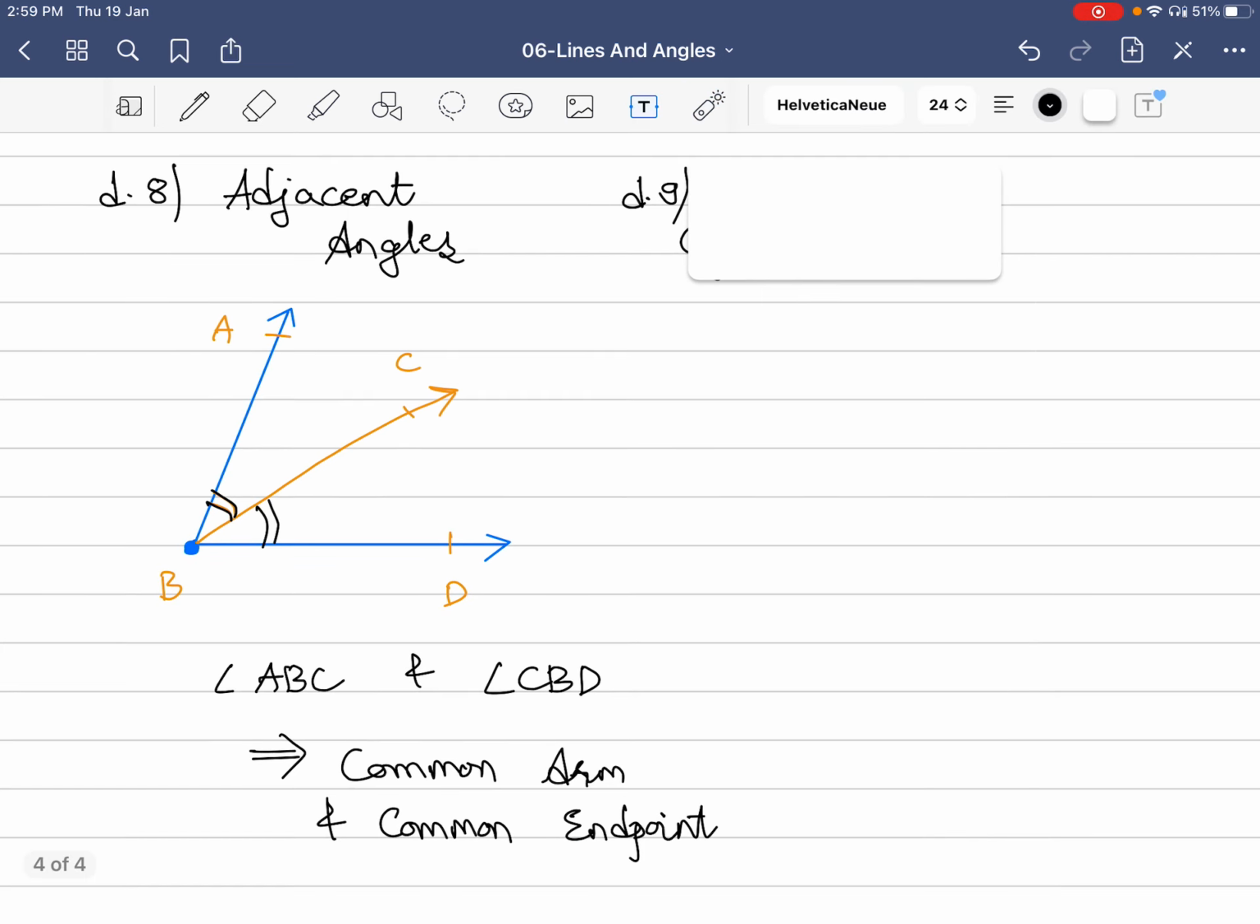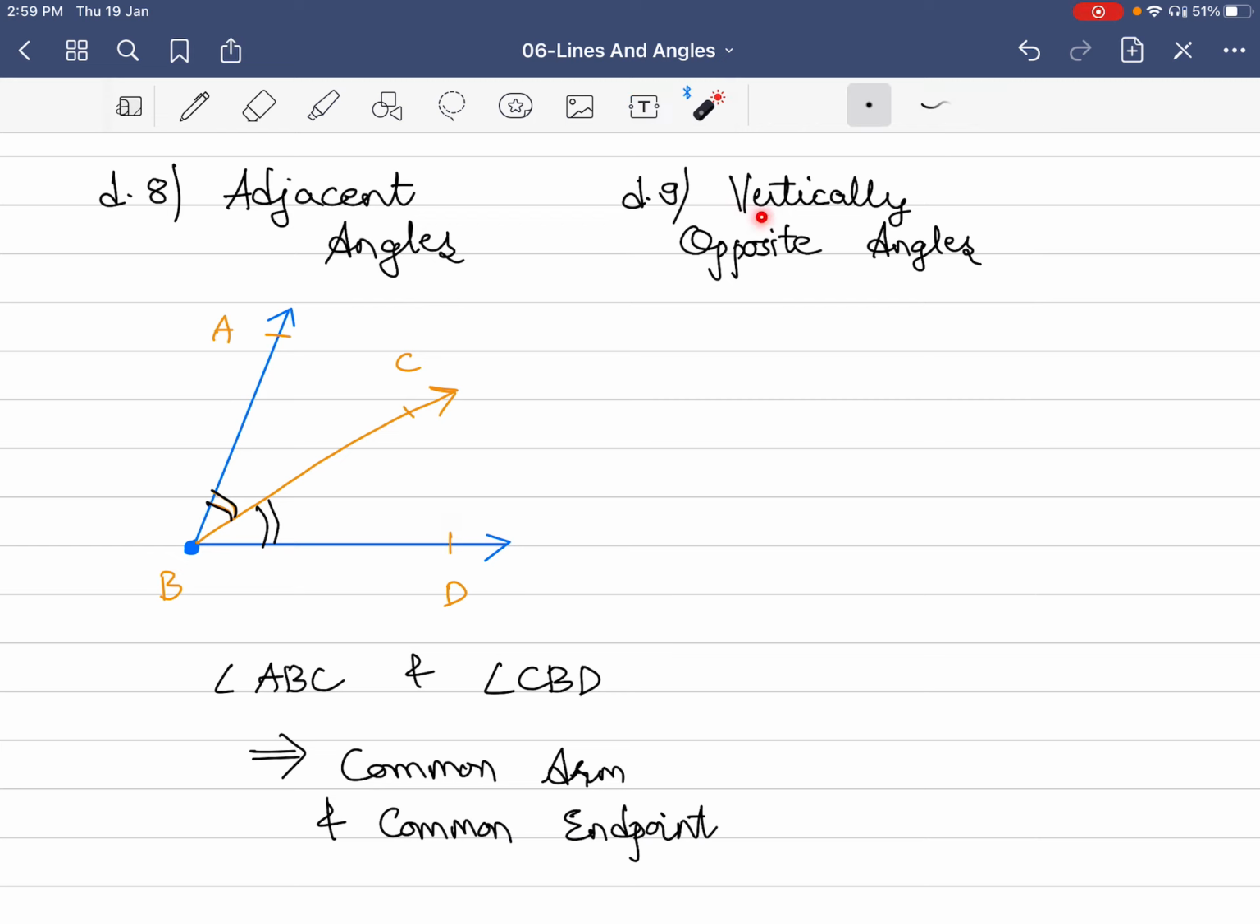And now finally the last type in our angle series is called vertically opposite angles. What are vertically opposite angles? Again, quite simple and straightforward. I'm going to draw two lines. This is first line and this is my second line, and they are intersecting each other. Now in this intersection we can see that this is one angle and this is one angle. They are vertically opposite to each other. This angle and this angle are opposite to each other. Similarly, this angle and this angle are opposite to each other. So this pair of angles are called vertically opposite angles.